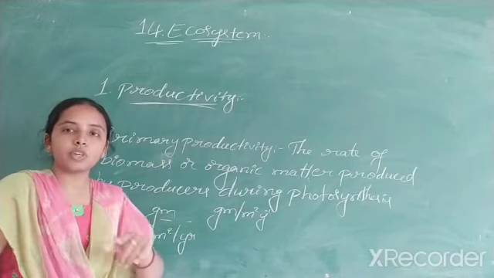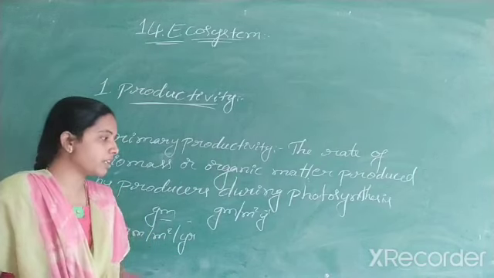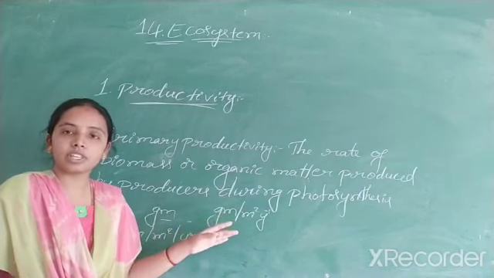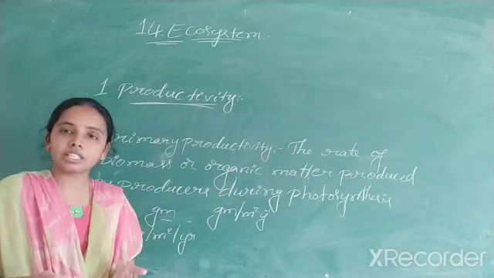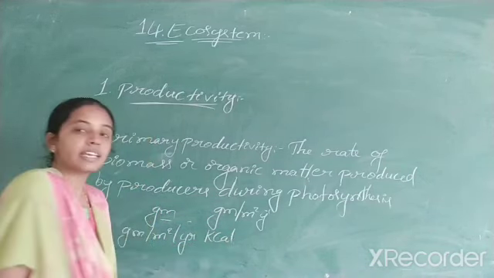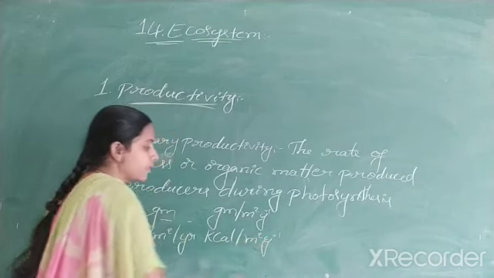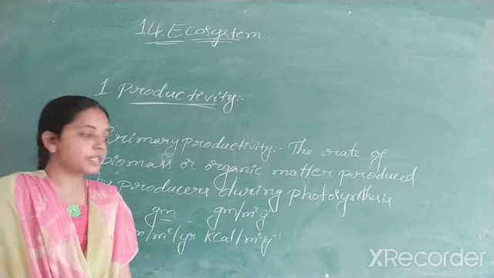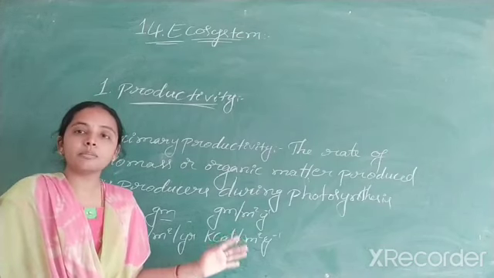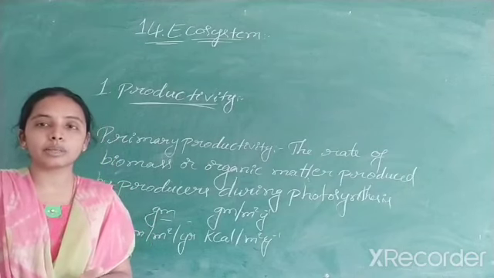Productivity can also be denoted by kilocalories, kilocalories per meter square per year. So that is another way to express productivity.